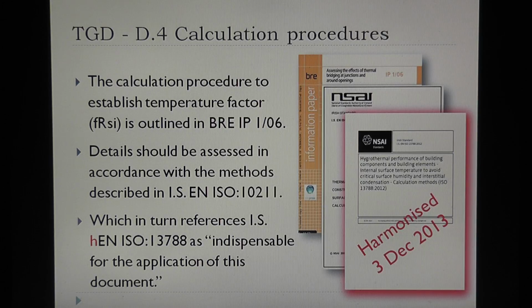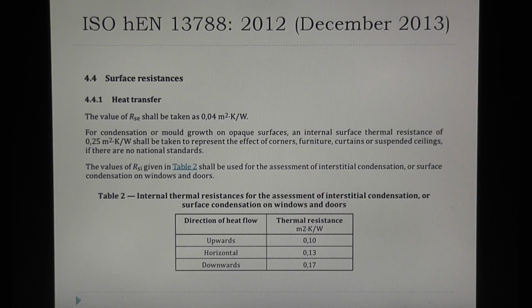Now, that last document was harmonized on the 3rd of December 2013, and from that date on, a very significant change was made to the Irish building regulations, which has fairly dramatic effects on the way we calculate these and what's allowable. And it comes down to this section of 13788, which is 4.4, the surface resistances to be applied in the modelling. The external surface resistance of 0.04 is not an issue. That didn't change. It was the same before December 2013 as after.